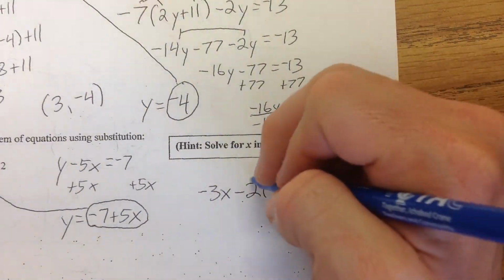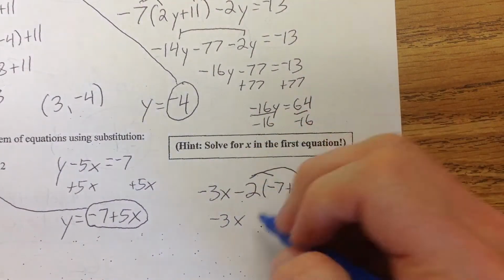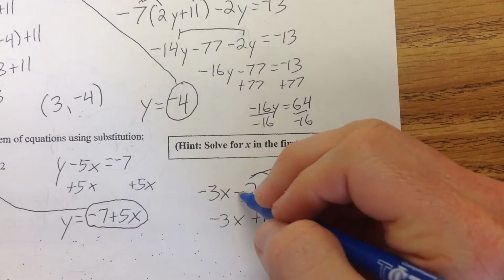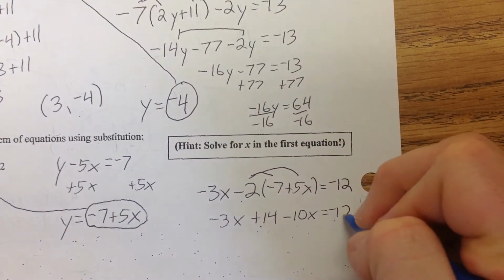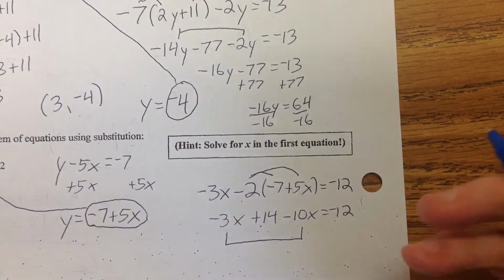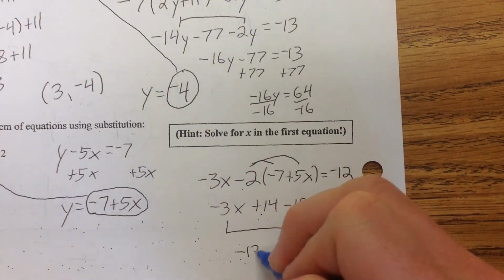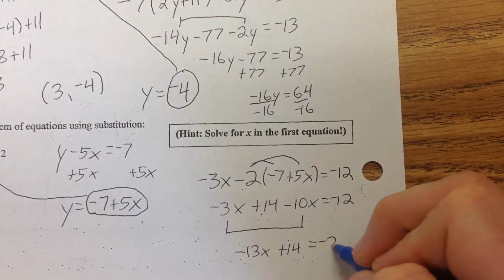All right, now it's just going through the algebra. So we're going to distribute. Negative times a negative is a positive. Negative times a positive is a negative. Okay, I'm going to combine like terms. Negative 3 minus 10 is negative 13x. Plus 14 equals negative 12.